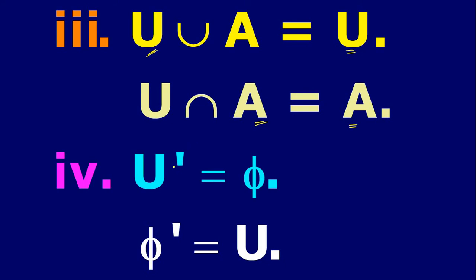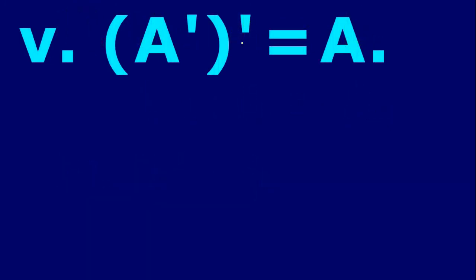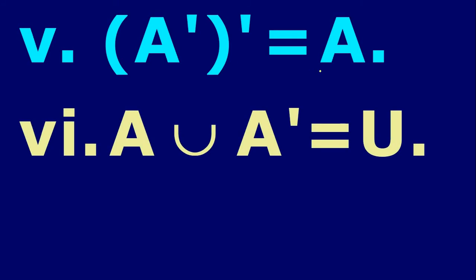So next it is U dash. That is, the complement of the universal set is the empty set. And empty set dash, that is, the complement of the empty set is the universal set. U dash means it is U minus U, which is the empty set, and empty set dash means it is U minus empty set, which is the same as U. So next it is A dash whole dash. If we take complement two times, we get the same set. So therefore A dash whole dash is A only. So next it is A union A dash.